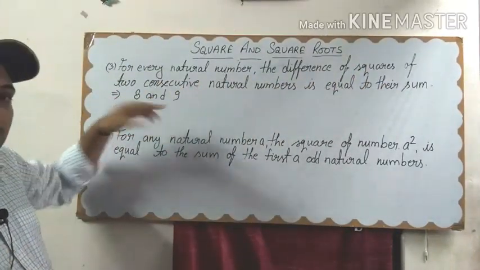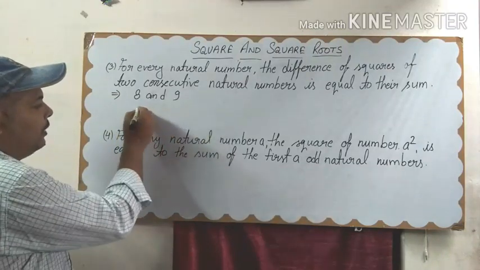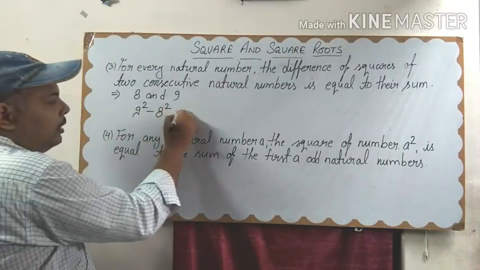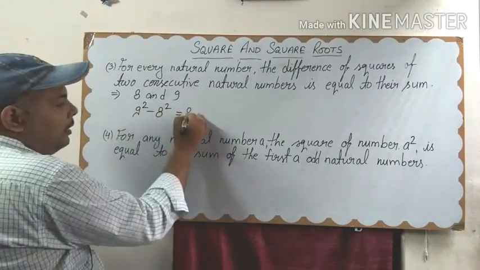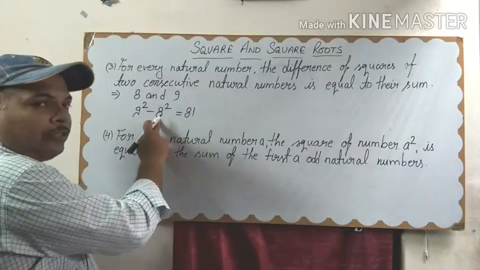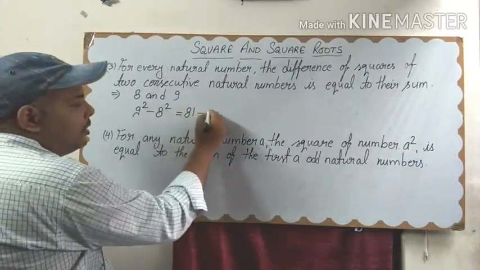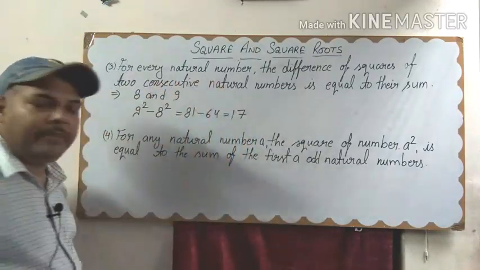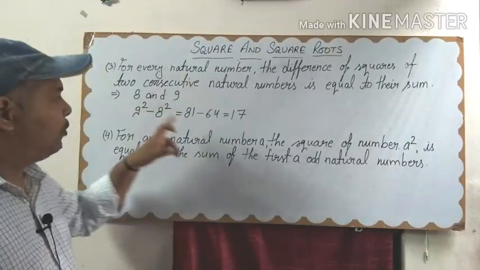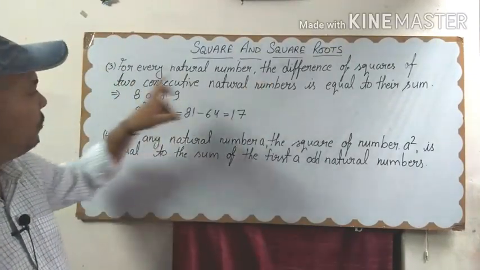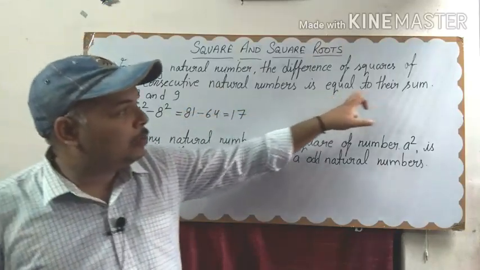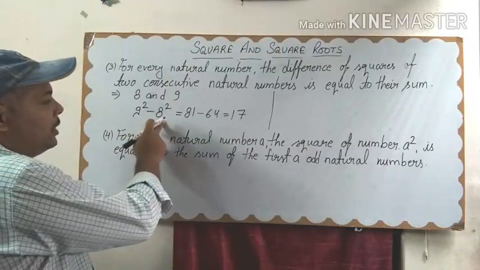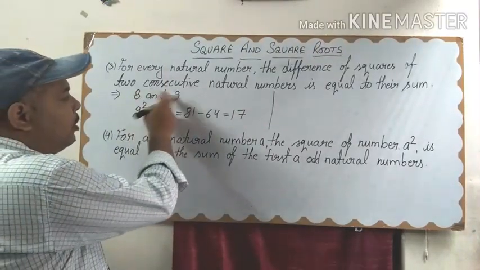we have to find the difference of their squares. So the square of 9 minus the square of 8, then the square of 9 is 81 and the square of 8 is 64. When we subtract, we will have 17. Clear? But the property says the difference of squares of two consecutive natural numbers is equal to their sum, means the difference of the squares of these two numbers will be equal to the sum of these two numbers.